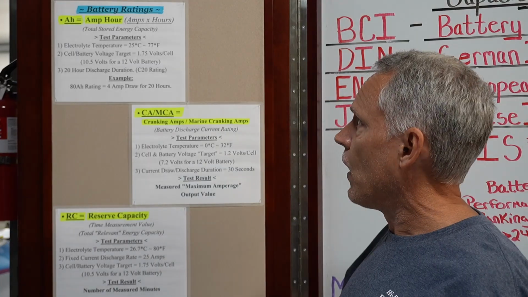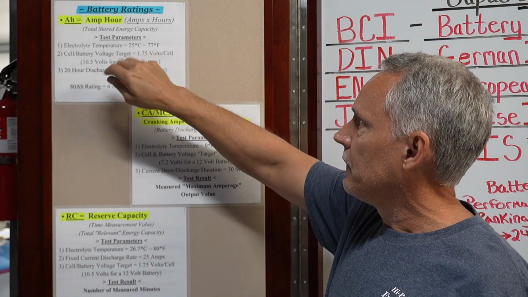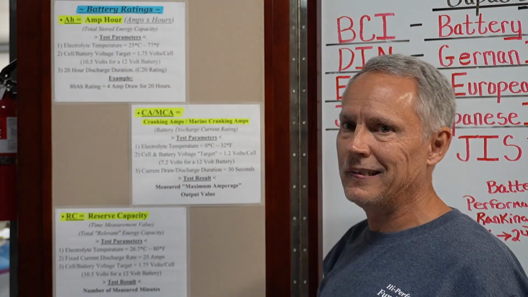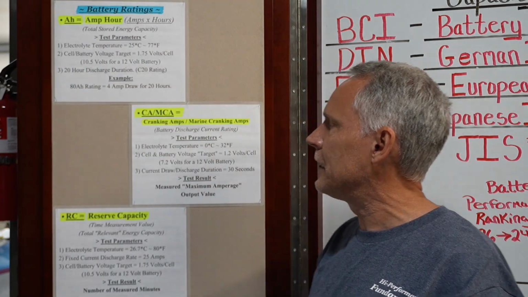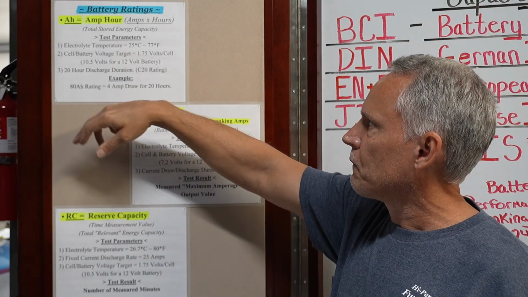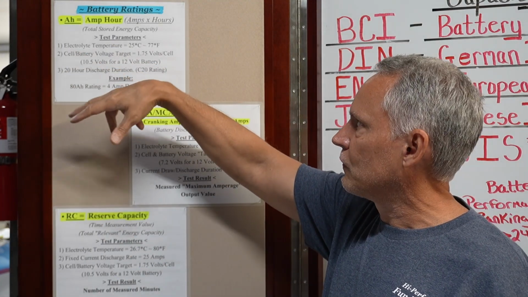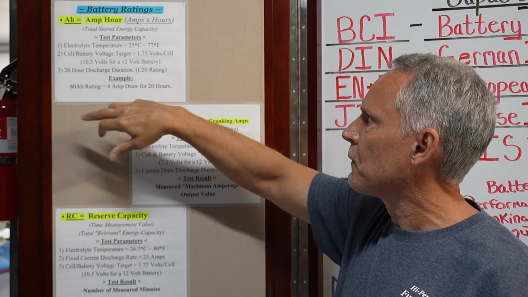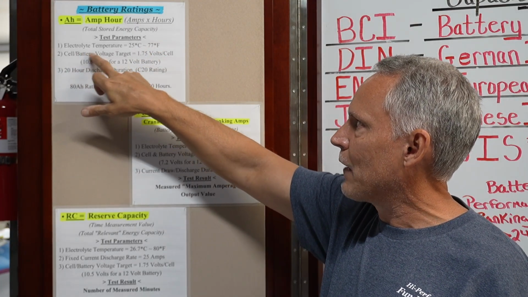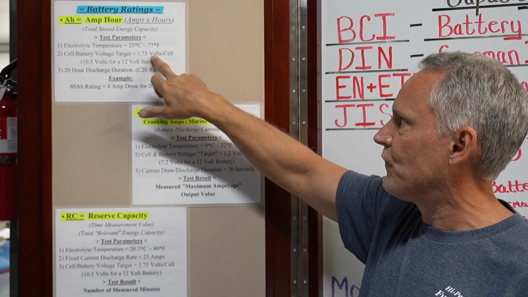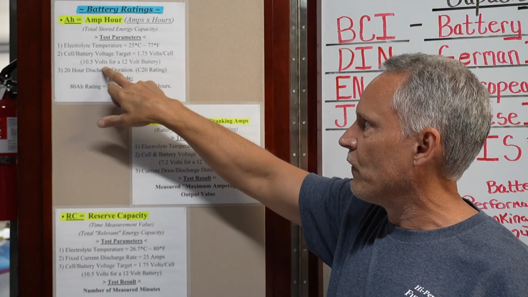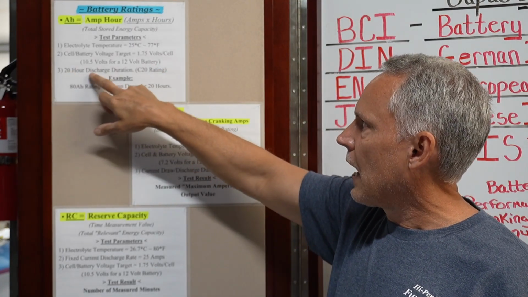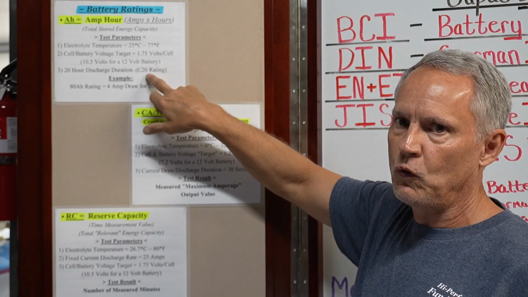All right. First off is amp hour rating. Amp hour, or amps times hours. It's a battery's total stored energy capacity. Here are your test parameters. The battery's electrolyte temperature has to be 25 degrees Celsius or 77 degrees Fahrenheit. The cell and battery voltage target is 1.75 volts per cell, which is 10.5 volts for a 12-volt battery with 6 cells. It's a 20-hour discharge duration, also known as a C20 rating.